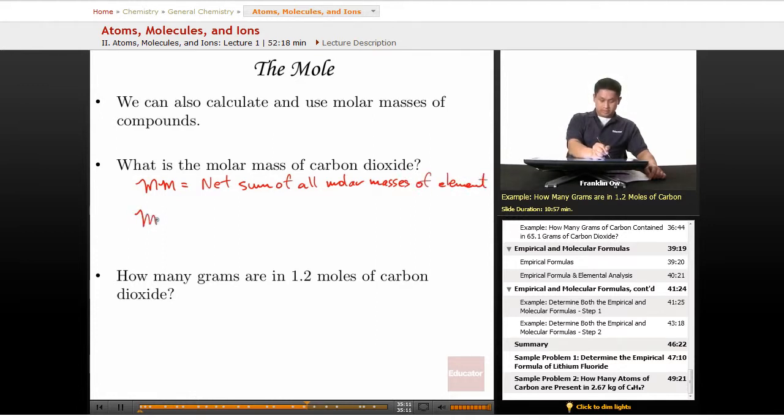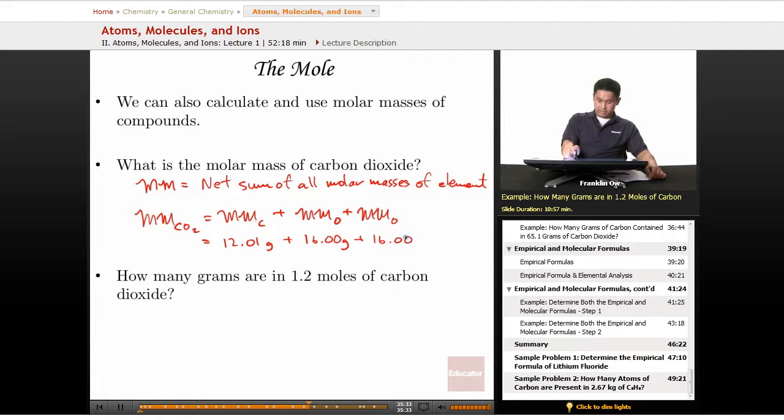And so the molar mass of carbon dioxide is simply equal to the molar mass of carbon plus the molar mass of oxygen plus the molar mass of oxygen, because we have two oxygens. So that's going to be equal to 12.01 grams plus 16.00 grams plus 16.00 grams, giving us a grand total of 44.01 grams. And so 1 mole of CO2 weighs exactly 44.01 grams.